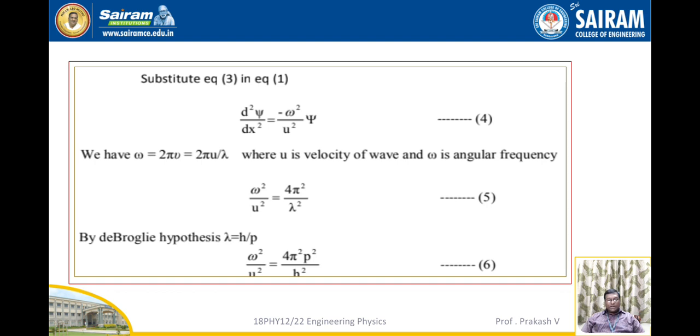According to the de Broglie hypothesis, we know that lambda is equal to h by p. Make use of this value in equation number 5. Equation number 5 can be rewritten as omega square by u square is equal to 4 pi square p square by h square. Consider this as equation number 6.